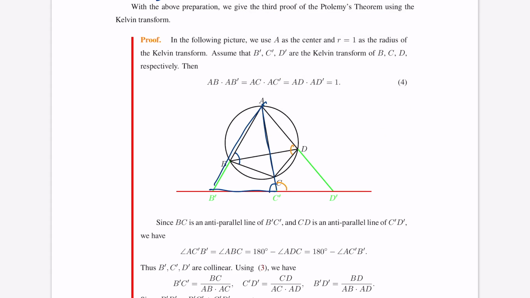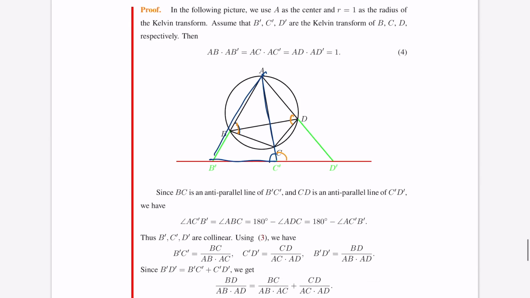Very good. And whether or not B prime, C prime, D prime are collinear depends on whether or not these two angles add up to 180 degrees. And now you know that these two angles summed together are equal to 180 degrees because A, B, C, D are concyclic. Okay, very good. So B prime, C prime, D prime are on the same line. And by the above formula, we would see that B prime C prime is equal to BC times AB, AC. So that's what we have.